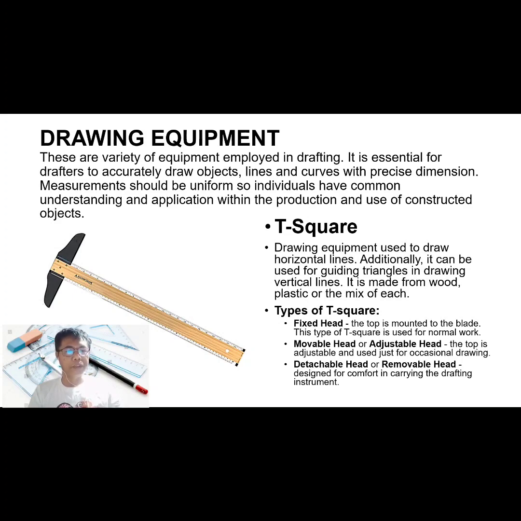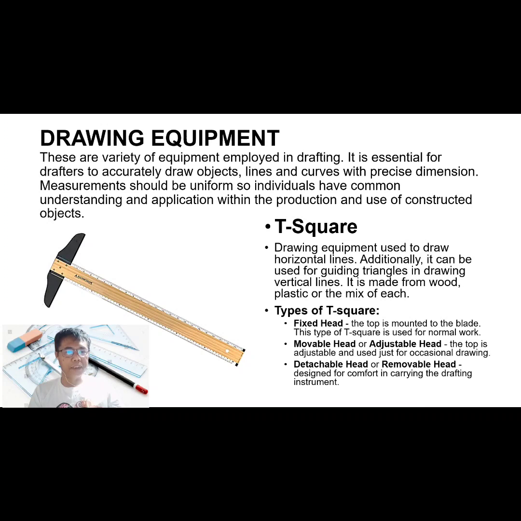And there are 3 types of T-square. Fixed head T-square. The head is mounted to the blade. This type of T-square is used for normal work. The next is the movable head or adjustable head, meaning you can move the head at any convenient degree. So the head is adjustable and used just for occasional drawing.